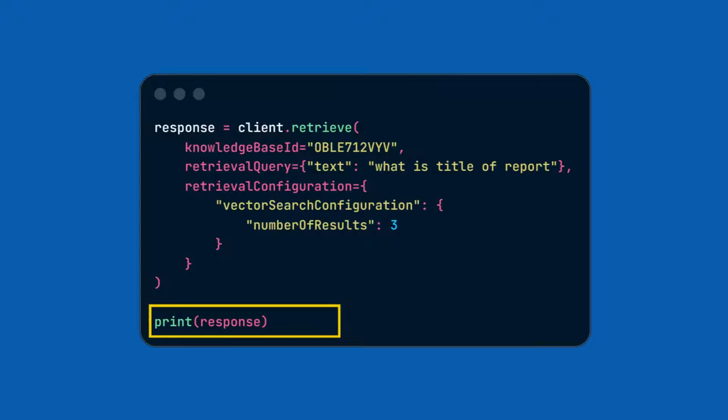We have just run our retrieval query against the knowledge base, and here is what the response looked like. First, notice the response metadata. This section confirms that the request was successful. The HTTP status code is 200, which means the query completed without errors. You will also see a request ID, which is useful for debugging or tracking logs.